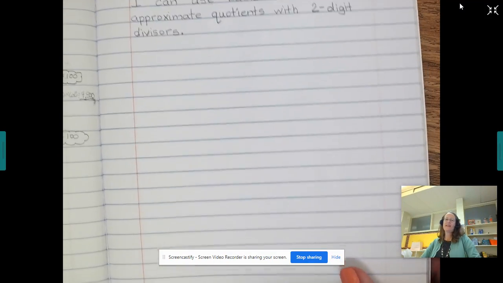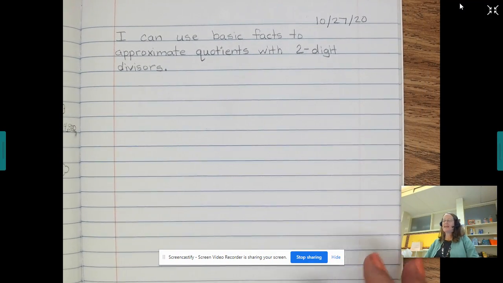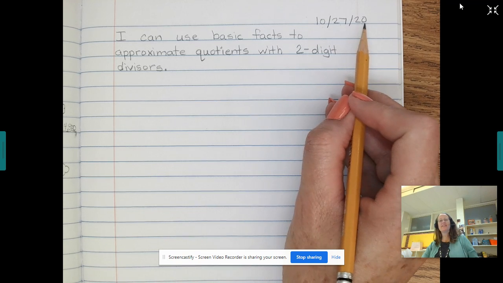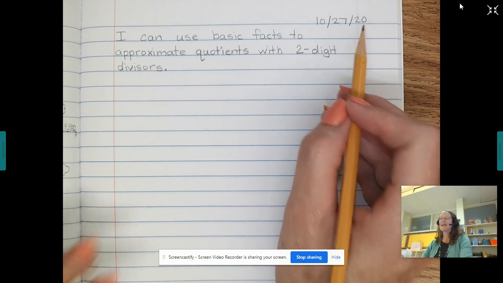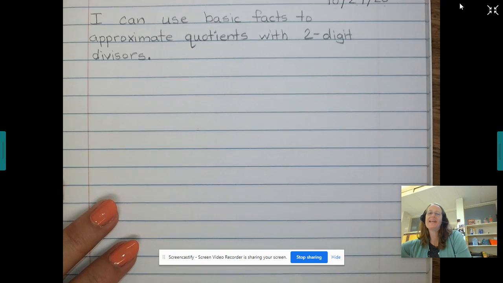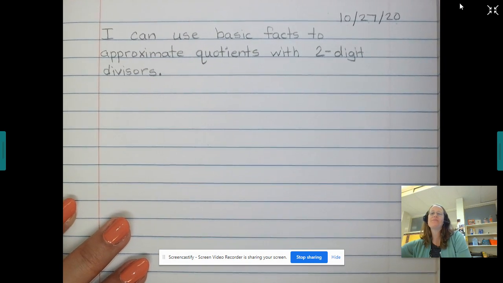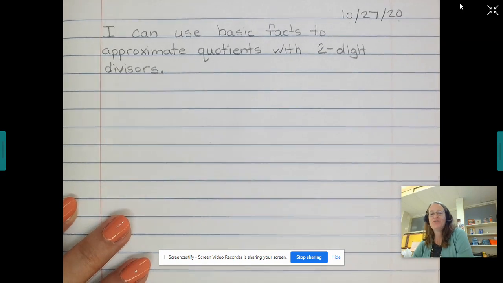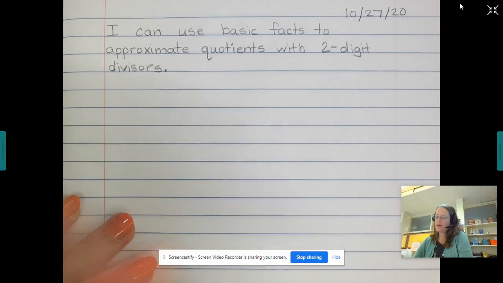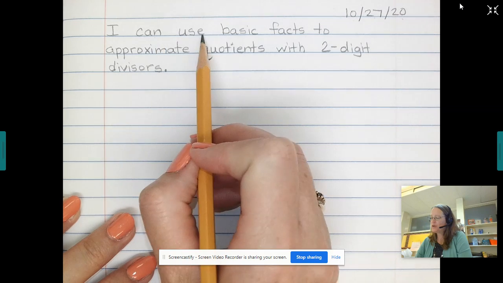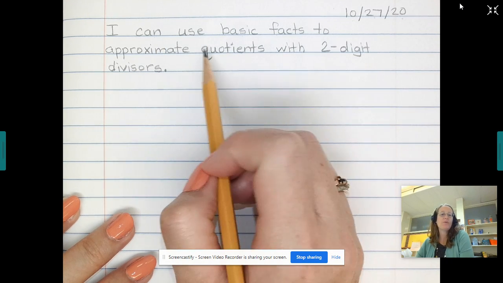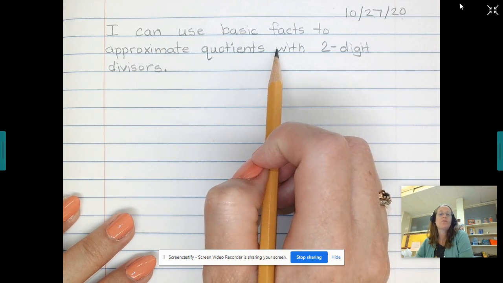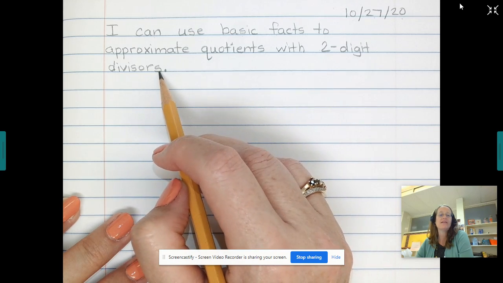Here is our I-CAN statement for today, October 27th, 2020. Take out your math journal. Go ahead and get this copied down. You can pause and write it and then join me. So, I can use basic facts to approximate quotients with two-digit divisors.